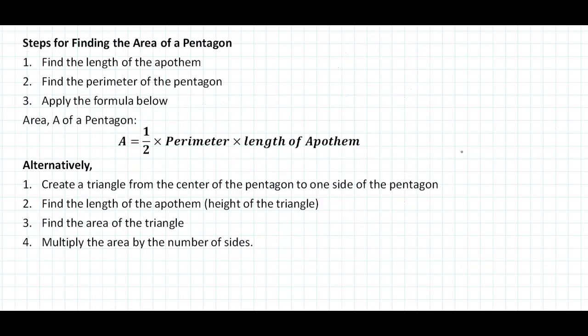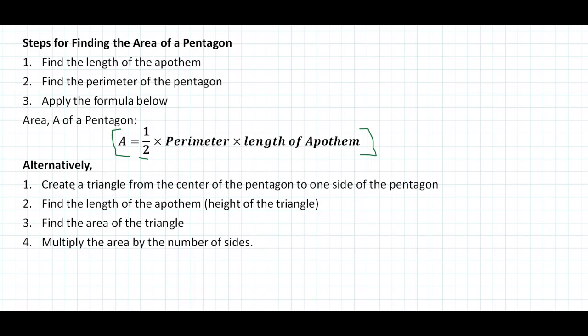So now there are two different ways to go about finding the area of the pentagon. Both ways require you to find the length of the apothem. So the first method is to find the length of the apothem and then find the perimeter of the pentagon, and then you apply the formula below, and that formula is the area is 1/2 the perimeter of the pentagon multiplied by the length of the apothem. And then the other method, and I'll show you why they're all the same. If you're not the type to memorize formulas, then this may not be one that you like.